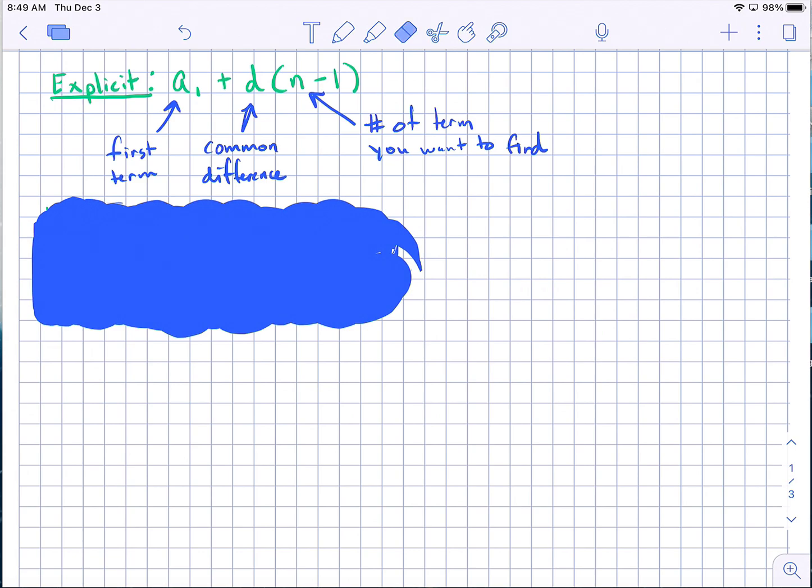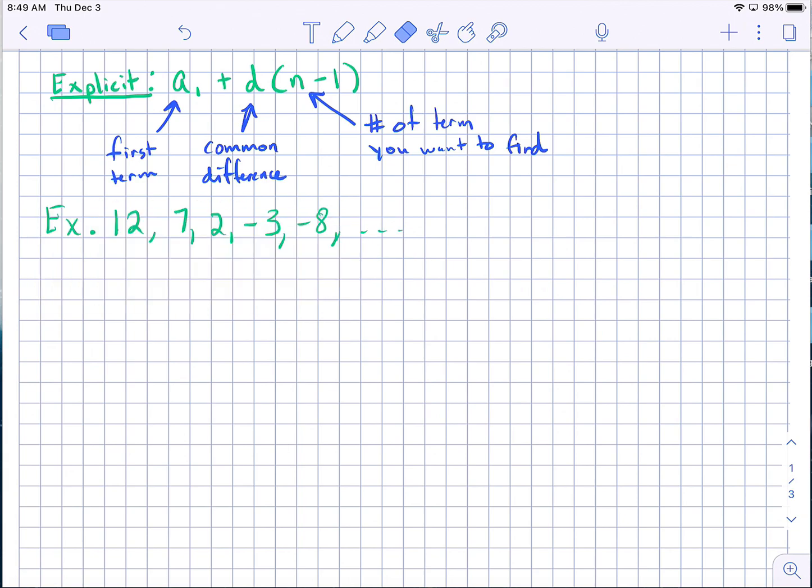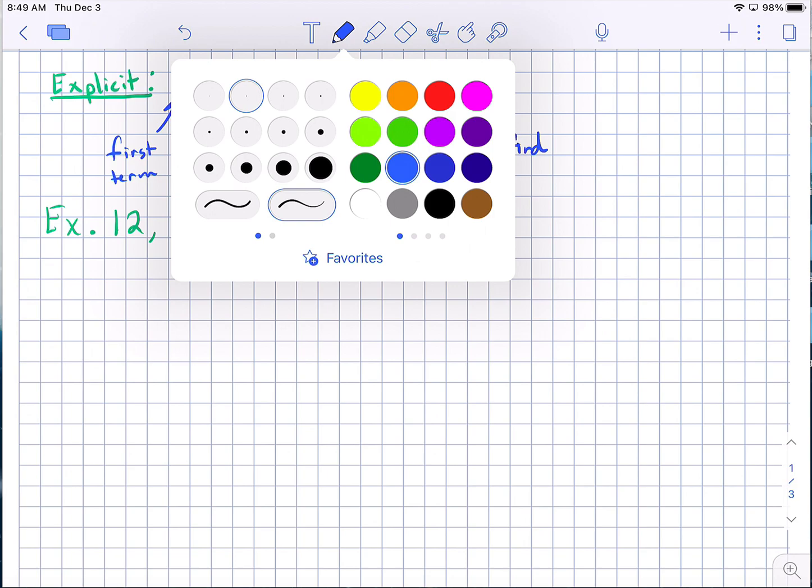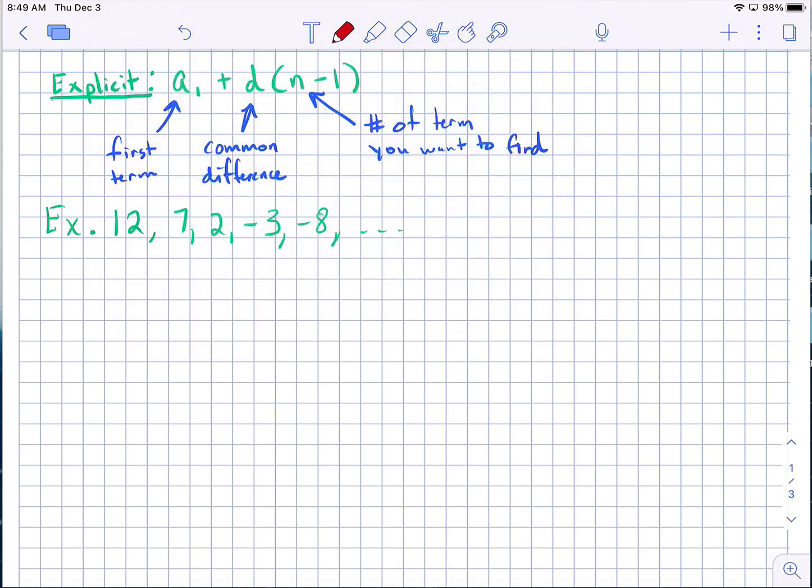And again, I'm going to show you exactly how that works with this example. Sorry, I used a weird color. I don't know if it shows up very well. So the example here, I have the sequence 12, 7, 2, -3, -8. All we're going to do here is, what are we going by? How are we moving down? We are subtracting 5, right? Every one of these is minus 5.